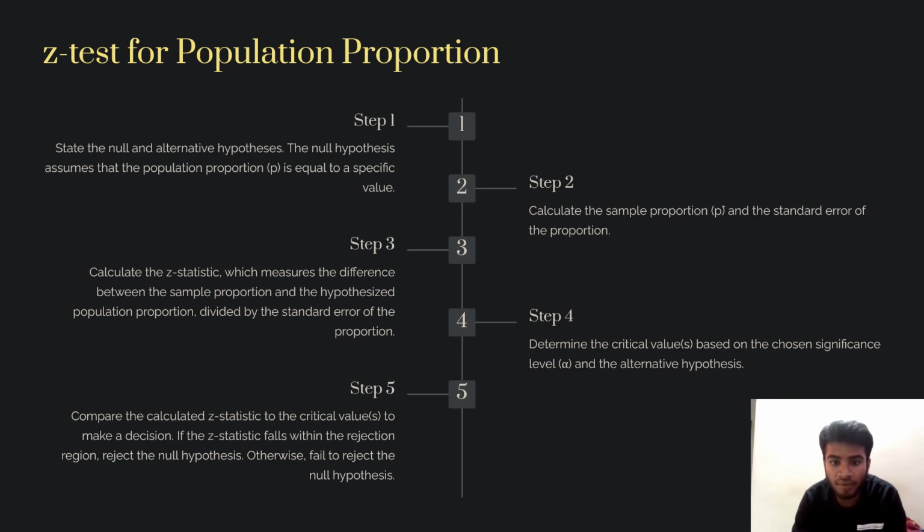Step 4. Determine the critical values based on the chosen significance level alpha and the alternative hypothesis. Step 5. Compare the calculated Z statistic to the critical values to make a decision. If the Z statistic falls within the rejection region, reject the null hypothesis, otherwise fail to reject the null hypothesis.